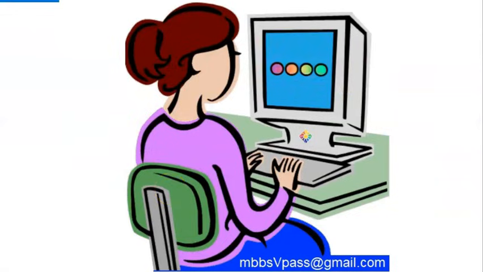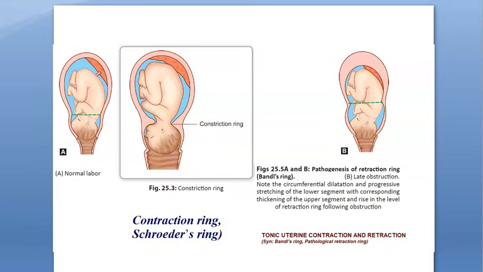Where is the obstruction happening? Obstructed labor, because of which this ring is forming here. Okay, obstructed labor, and the ring keeps moving up. Okay, this much you have understood. Right, so this is the difference between the constriction, contraction, Schroeder's ring and the Bandl's or pathological retraction ring or the tonic uterine contraction and retraction ring. This is the difference. Okay.